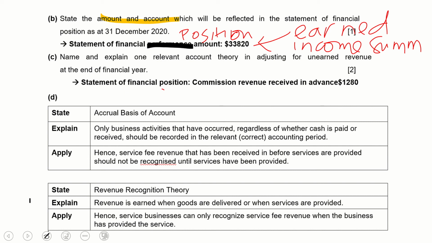Next, you are asked to name one accounting theory. So your accounting theory is over here, in D. Most of you are able to name and explain one accounting theory. So good job, you.